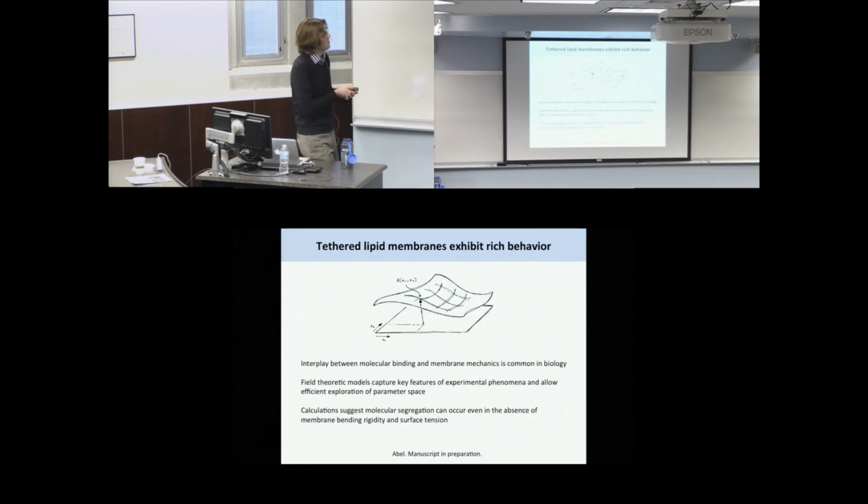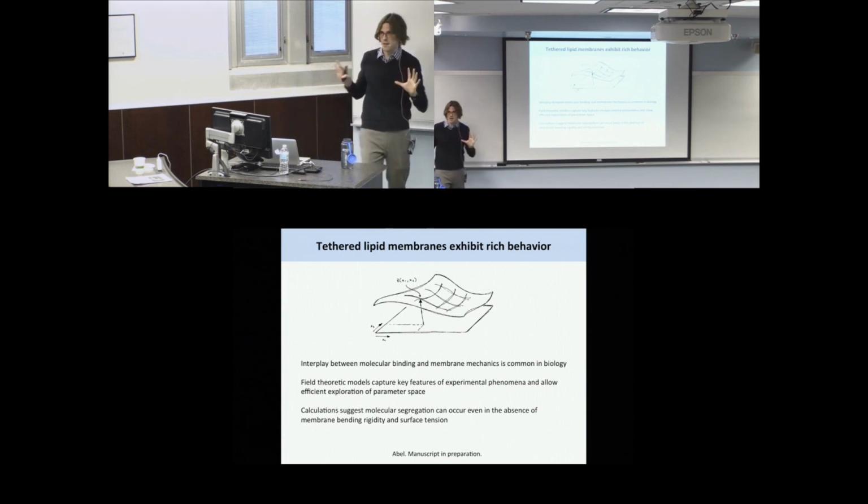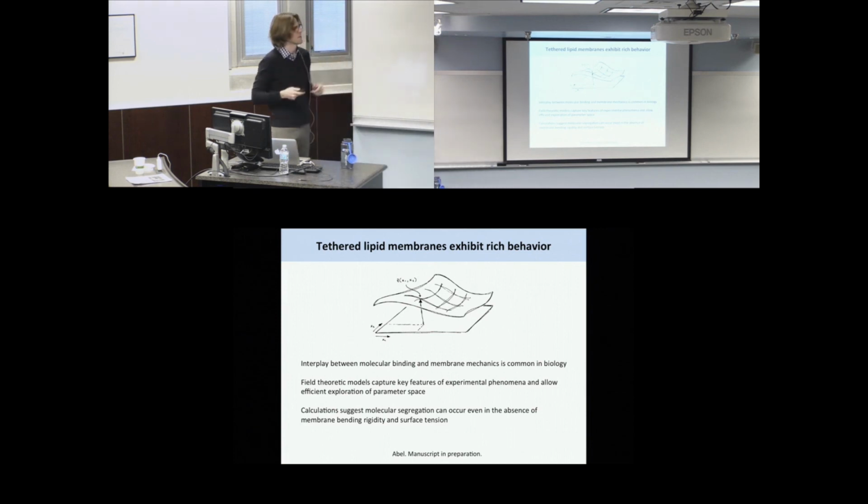So, a quick overview. The interplay between molecular binding and mechanics is quite common. It happens anytime two cells come together. These field theoretic models capture key features of the experimental phenomena, and we're exploring and trying to push these further. And these calculations suggest that even in the absence of mechanical properties of the membrane, just having a coupling between the molecules is enough to drive spatial segregation.